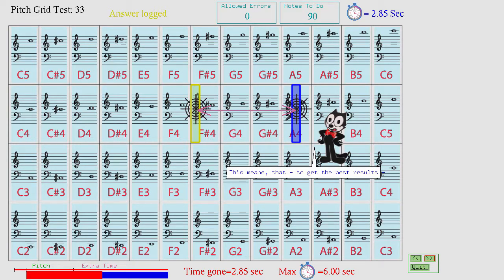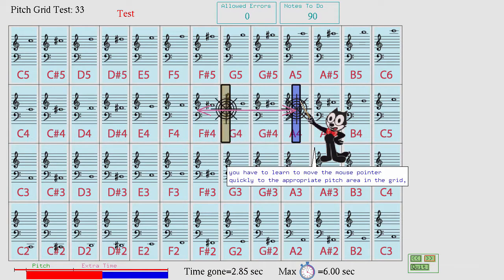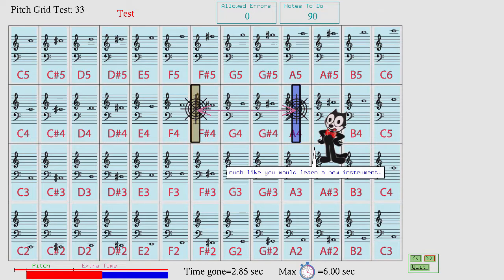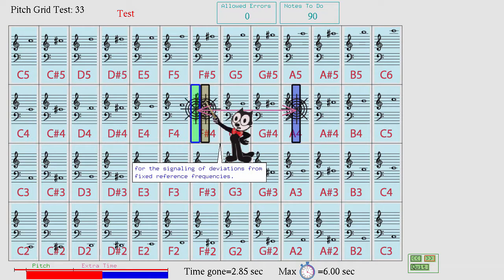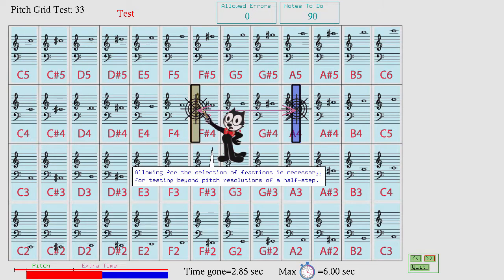This means that, to get the best results, you have to learn to move the mouse pointer quickly to the appropriate pitch area in the grid, much like you would learn a new instrument. The mouse pointer may not be conducive to fast response times. However, in contrast to keyboard actions, the analog nature of mouse positioning allows for the signaling of deviations from fixed reference frequencies. Allowing for the selection of fractions is necessary for testing beyond pitch resolutions of a half step.